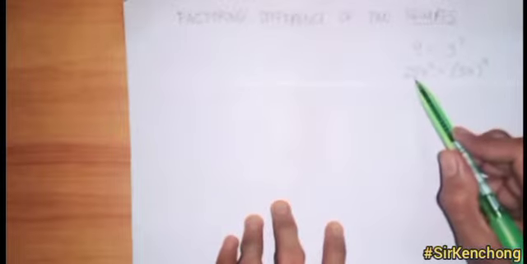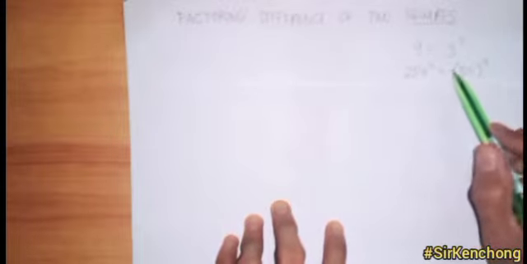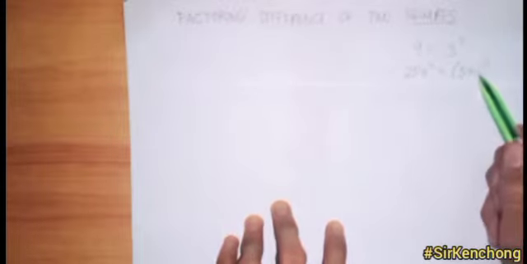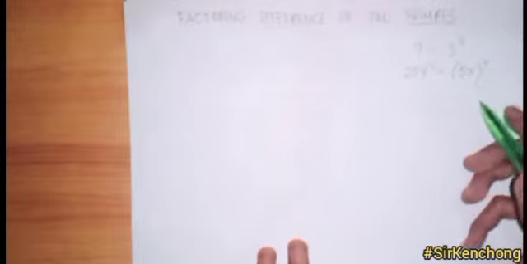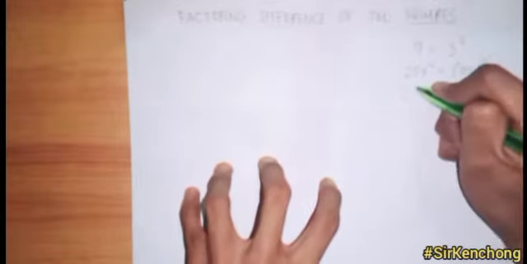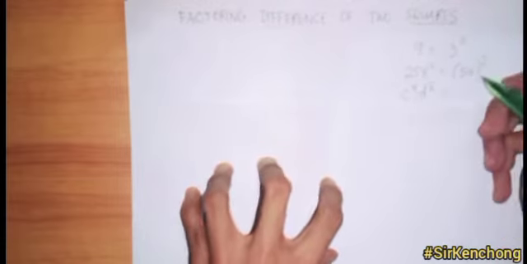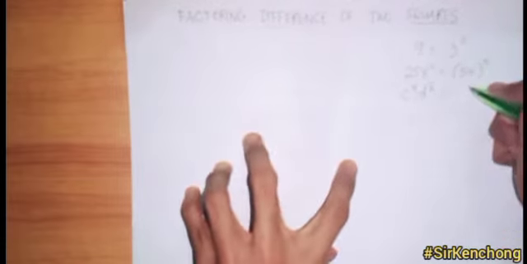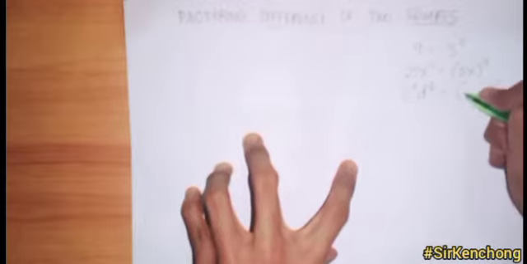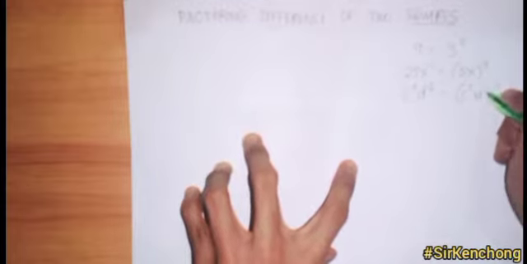Gaya rin ng 25x squared. Pwede nating isulat ang 25x squared as the square of 5x. Gaya rin ng c to the 4th d to the 6th power. Pwede natin yang isulat as the square of c squared d cubed. So these are examples of squares.